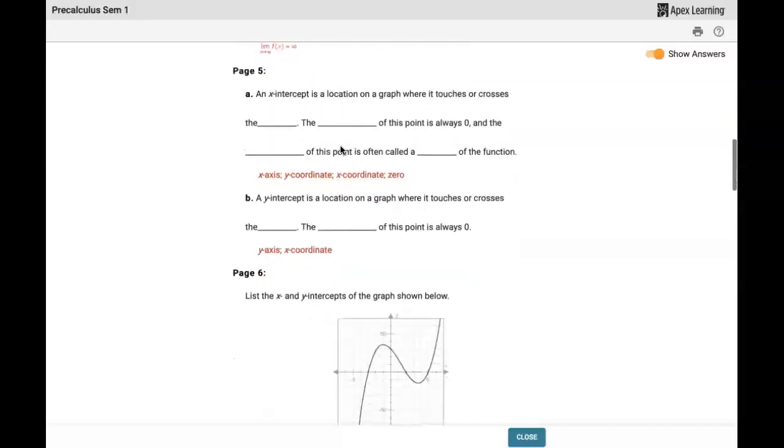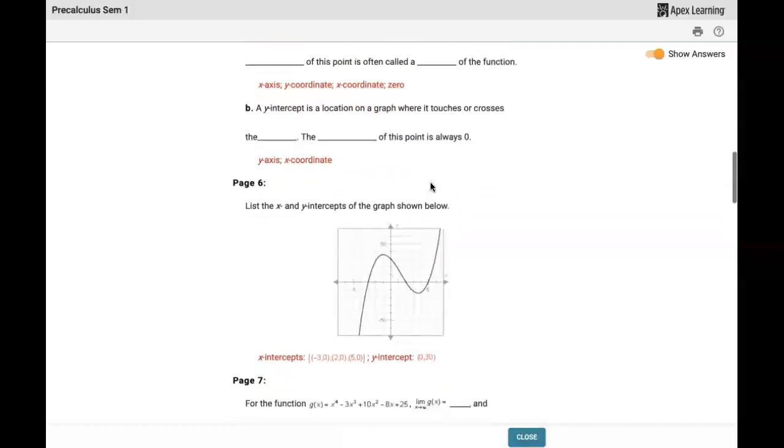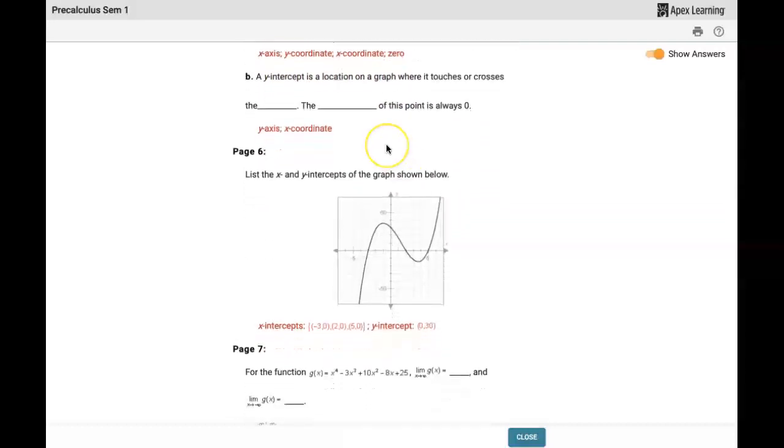All right, now here an x-intercept is a location on the graph where it touches or crosses the x-axis. The y-coordinate of this point is always 0, and the x-coordinate of this point is often called the 0 of the function. All right, the y-intercept is the location on the graph where it touches or crosses the y-axis. Again, the x-coordinate of this is always 0.